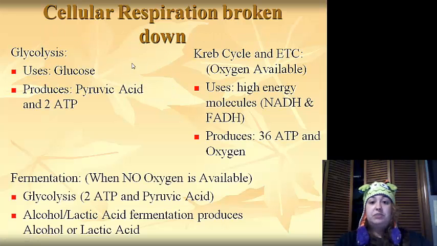Okay, cellular respiration breakdown: glycolysis uses glucose, produces pyruvic acid and 2 ATP. The Krebs cycle and electron transport chain, when oxygen is available, create high energy molecules and produce 36 ATP. Fermentation, when no oxygen is available, creates 2 ATP and pyruvic acid, and then goes through either alcohol or lactic acid fermentation to produce alcohol and lactic acid.